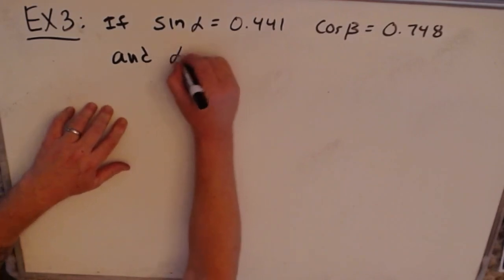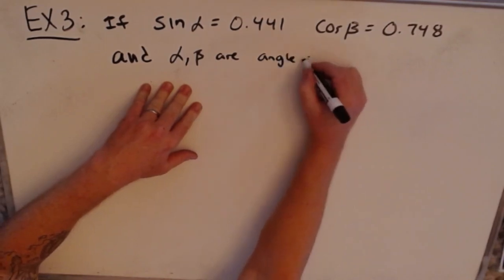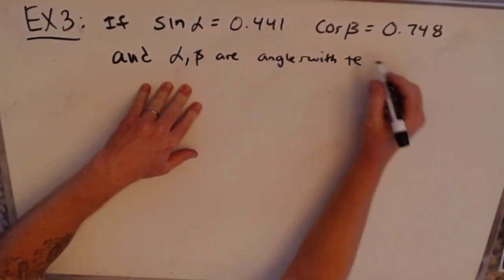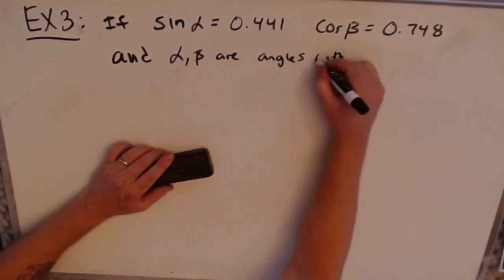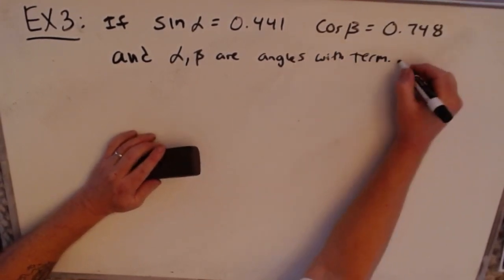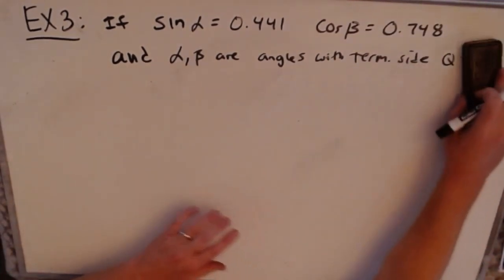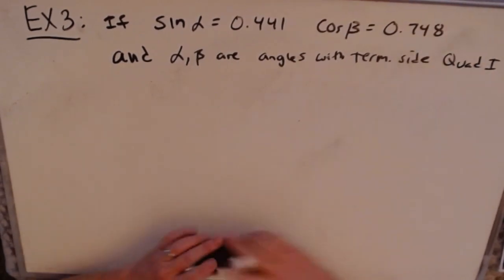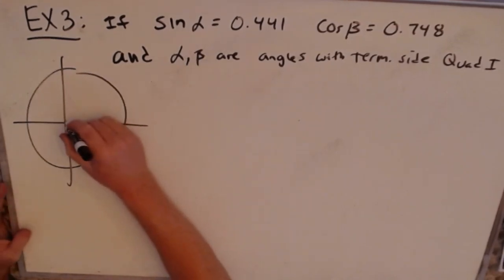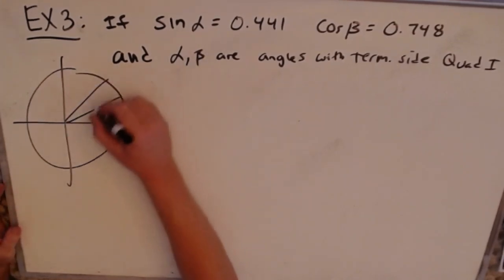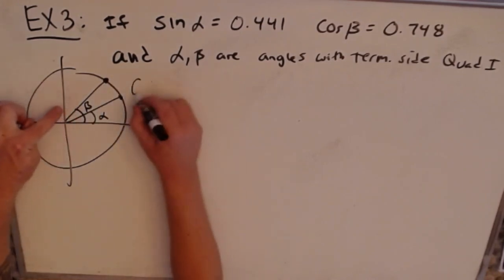alpha and beta are angles with the terminal side in quadrant 1. I'm abbreviating quite a bit here. So suppose we know that we are in quadrant 1 and we have these angles, alpha and beta. We don't know what they are, and I'm not going to ask you today what they are, but I do know that I've got two angles, alpha and beta, and both of them lie in quadrant 1.